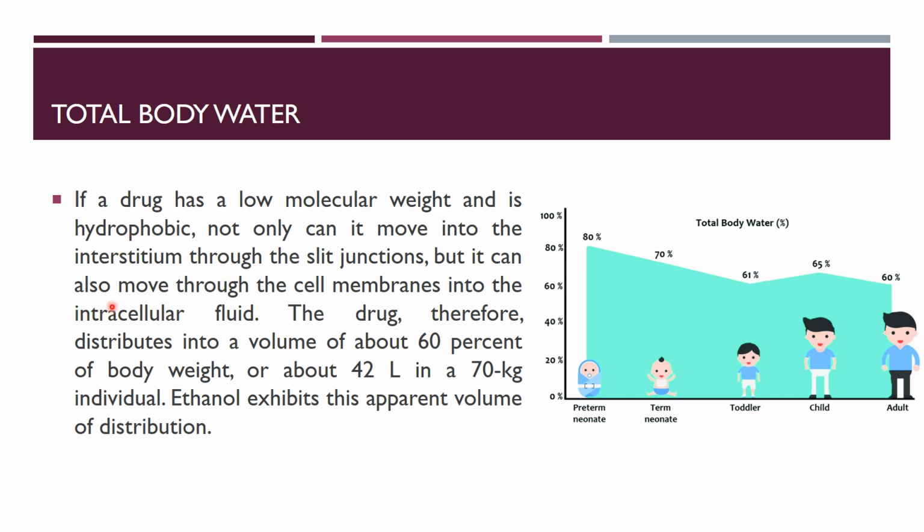Total body water. If a drug has a low molecular weight and is hydrophobic, not only can it move into the interstitium through the slit junctions, but it can also move through the cell membranes into the intracellular fluid. The drug therefore distributes into a volume of about 60% of body weight, or about 42 liters in a 70 kg individual. Ethanol exhibits this apparent volume of distribution.